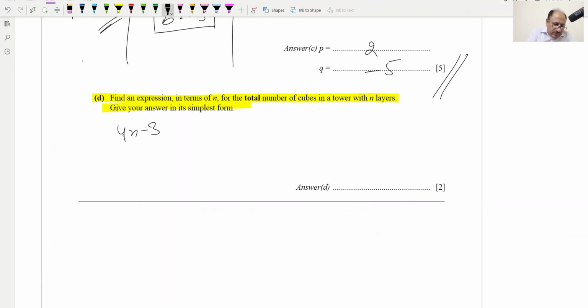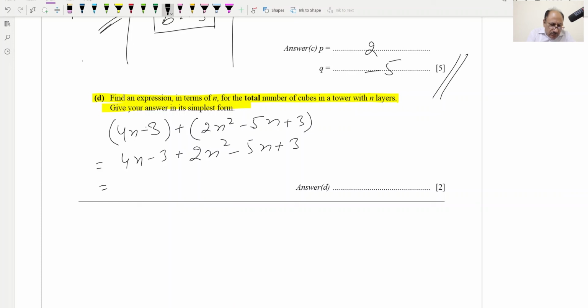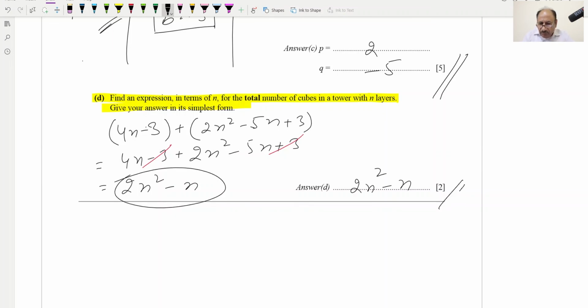The required one we can write here: 4n minus 3, and the second formula which we will add is 2n square minus 5n plus 3, which we just found. If we add this, open the bracket, so this will be 4n minus 3 plus 2n square minus 5n plus 3. So we can write 2n square and minus n, and minus 3 and plus 3 will be cancelled, and this will be our answer, which is 2n square minus n. This will be for 2 marks. We are done with this question.